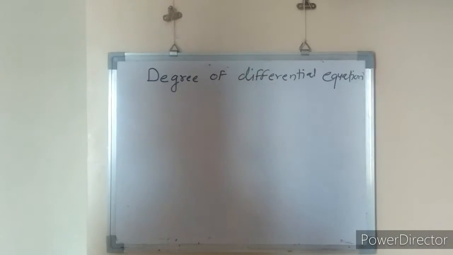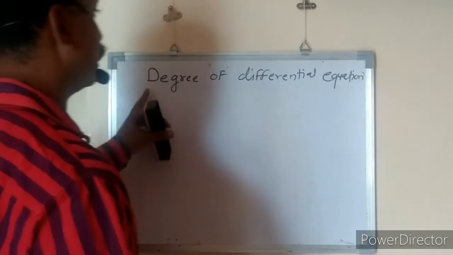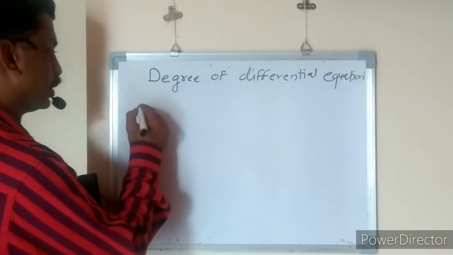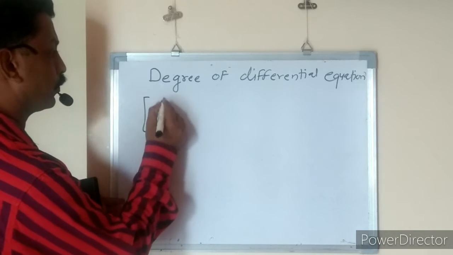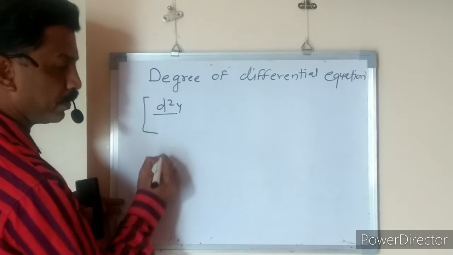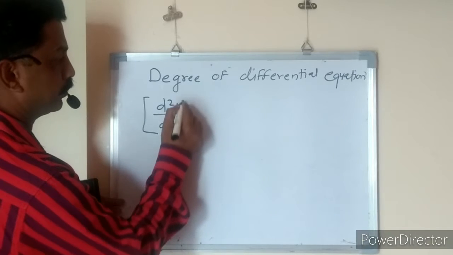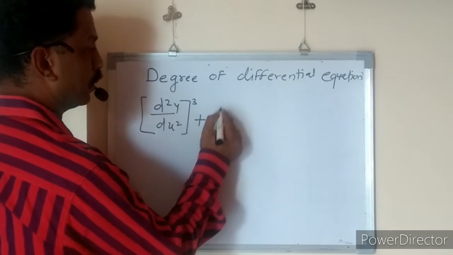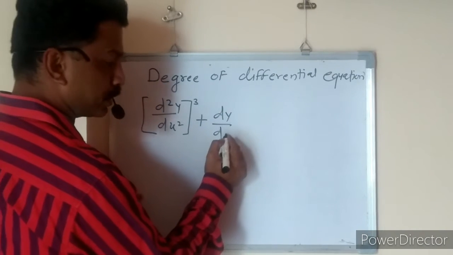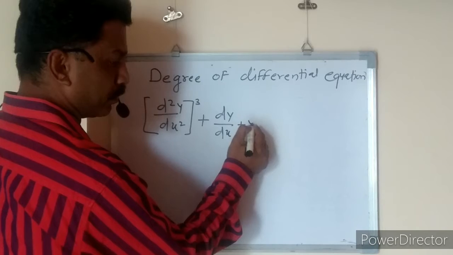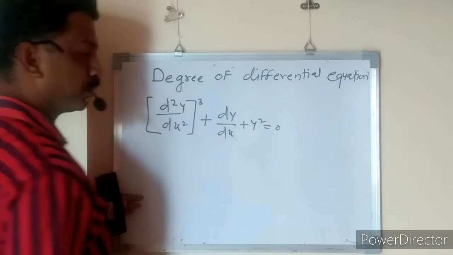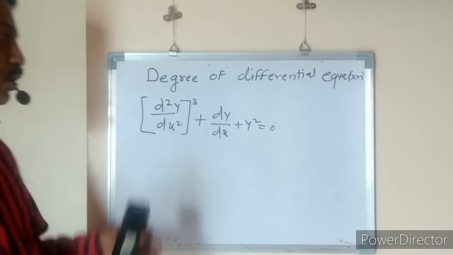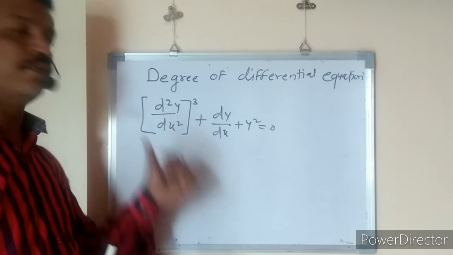Hello friends, now we see the next part, degree of differential equation. For that we take one example: (d2y by dx square) to the power 3 plus dy by dx plus y square equal to 0. So here is one differential equation. Now we want to find out the degree of this differential equation.